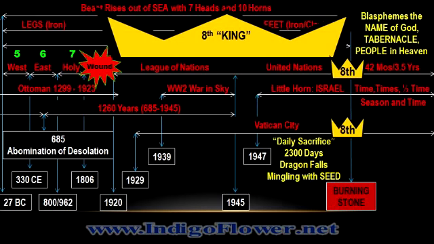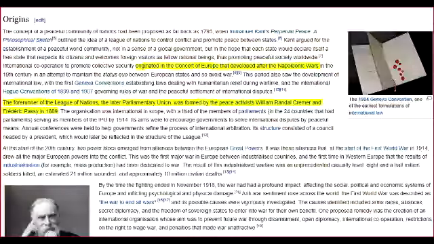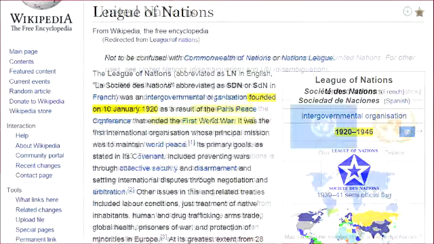Vatican City was not restored as its own country in Italy until 1929, but the League of Nations was a continuation of the Concert of Europe, a group created by two men from France and Britain after Napoleon destroyed the Holy Roman Empire. So that was the seventh head of the beast that was wounded and started right away creating the Concert of Europe, which then turned into the League of Nations, which then turned into the United Nations.